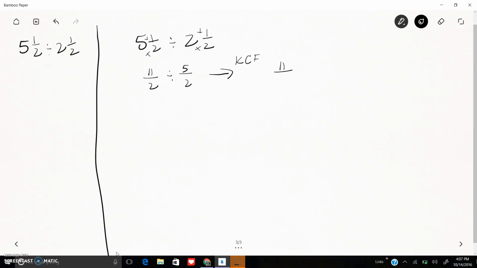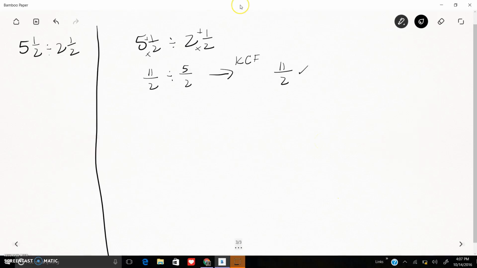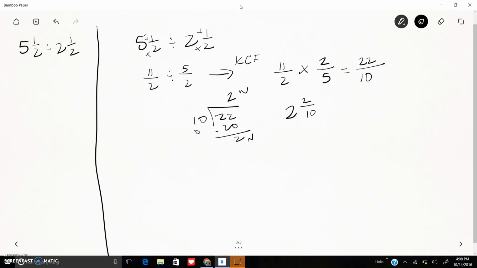So I'm going to keep 11 halves the same. I'm going to change my division sign to a multiplication sign. And then I'm going to flip or find the reciprocal of my second number. And then I'm just going to multiply. 11 times 2 is 22. 2 times 5 is 10. It's an improper fraction, so I'm going to divide 22 divided by 10. 10 can go into 22 2 times. Okay, this is whole, numerator, denominator. So I should have 2 and 2/10, which I can simplify. So I have 2 and 1/5.